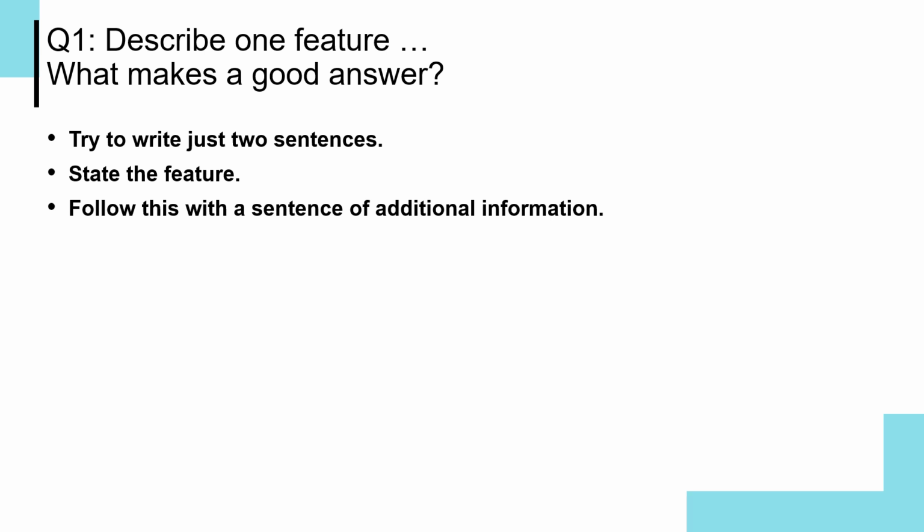So here's a reminder of what makes a good answer to question 1. Try to write just 2 sentences. State the feature and follow this with a sentence of additional information.